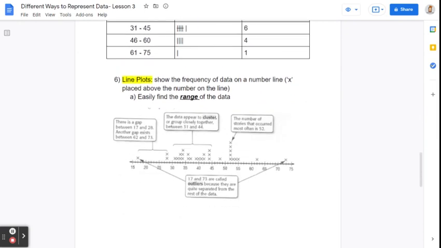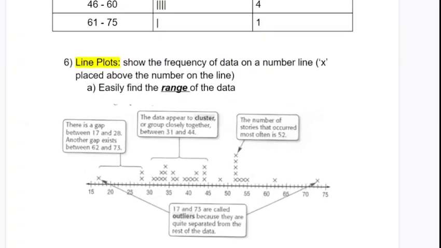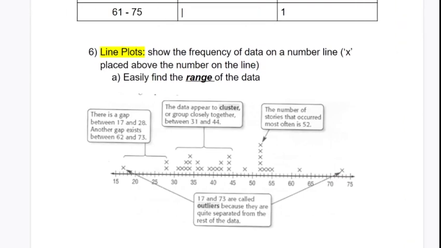Line plots show the frequency of data on a number line, and the X placed above the number line, or number on the line, is basically the plotting. Line plots easily find the range of the data. So let's take a look at this example. This is a scan from my notes, and basically these outliers are 17 and 73, and they're called outliers because they are quite separated from the rest of the data.